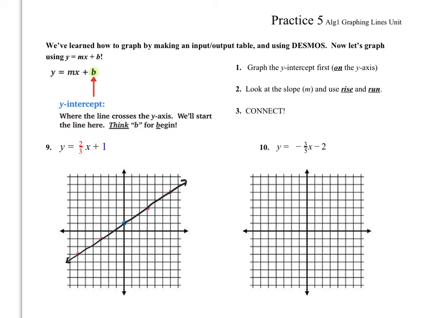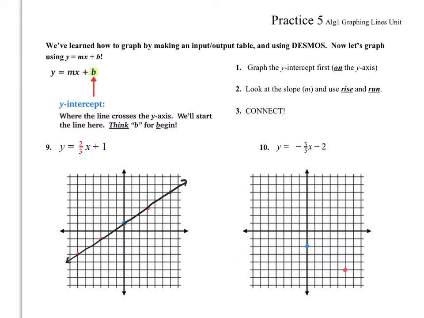Let's try example 10. So my y-intercept is -2. That's my second number, the one that's being added or subtracted. And then I'm going to go where my slope tells me to go. In this case, it's negative, so I know I want to go down 3 and then right 5. And then I would put my second point.